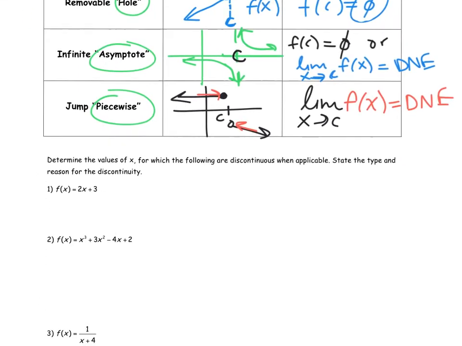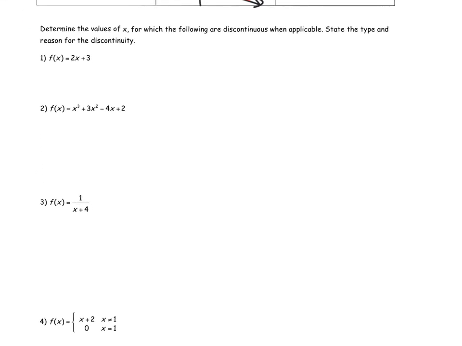Alrighty, if there are no questions, let's continue on. You guys are actually going to be able to sketch the stuff out. You really don't need a calculator for this because you should remember from the beginning of the year how we graph rational functions. That's going to be really important with limits. So we're going to determine the x values for which the following are discontinuities when applicable, and state the type and the reason.